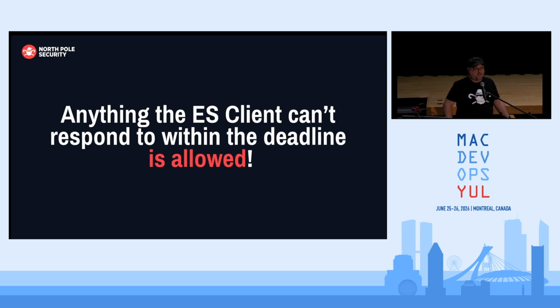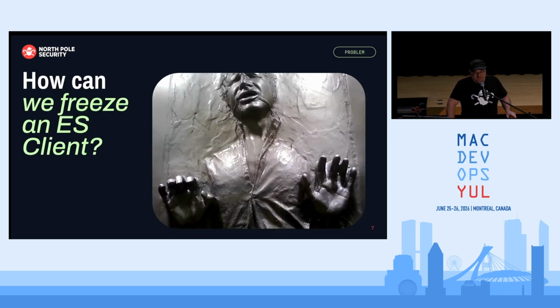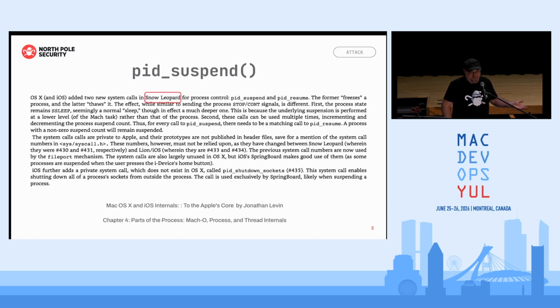So, fun game. How can we make the endpoint security client not respond in time? Now, macOS is Unix-like, so signals are the thing. And if you're not defending yourself against kill -9, cool, you're not going to respond. Things are going to be allowed. But we can also think about freezing the process. There's other ways to go about this. Anytime you can get it to miss the deadline, the action is going to be allowed. So what's the simplest thing we could do? We can just ask.